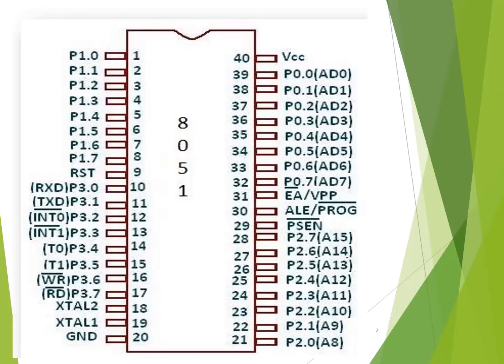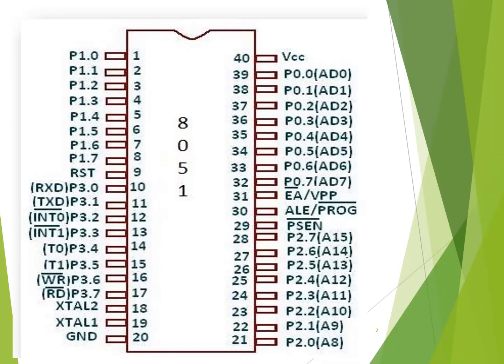Pin number 30 is ALE, which stands for Address Latch Enable. It is an output pin used for latching the lower order address lines A0 to A7 of the address bus. If ALE is 1, it indicates that the data on the bus is address, that is, the bus is carrying address. If ALE is 0, it indicates that the bus is carrying data. So the address latch enable is a signal used to identify whether the multiplexed lines carry address or data.